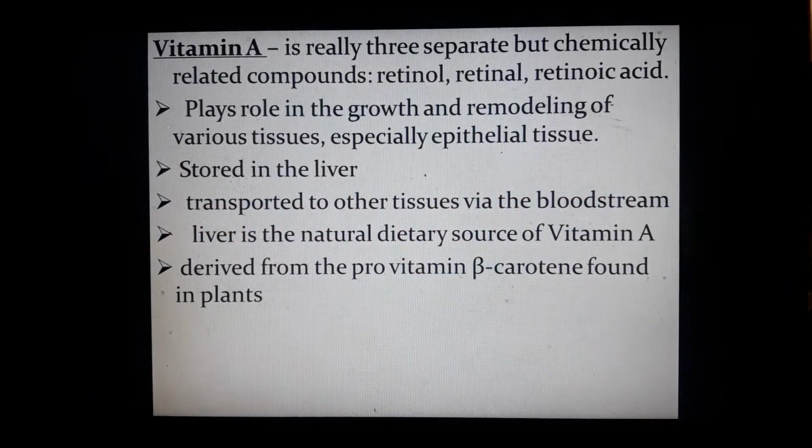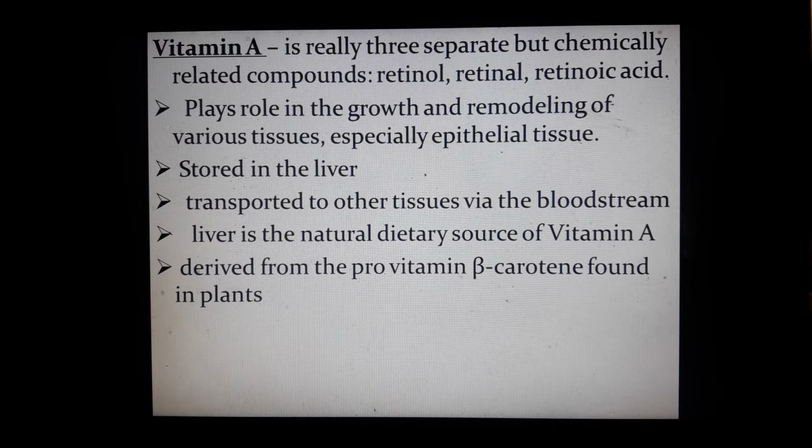Okay. So vitamin A is really three separate but chemically related compounds. We have retinol and retinoic acid. They play an important role in remodeling and repair of various tissues, especially epithelial tissues. So what are examples of epithelial tissues? These are the columnar tissues, pseudostratified tissues, di ba? Squamous tissues, cuboidal tissues that are found in the body.